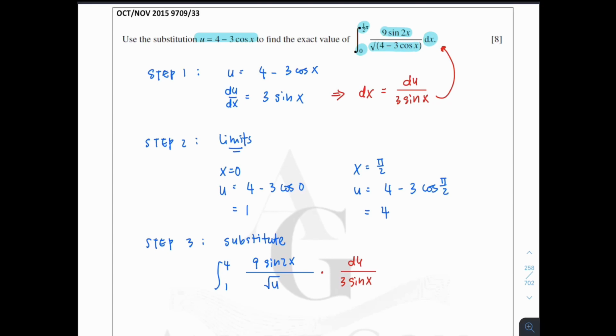And now it's time to check. For this integration, I've changed it in terms of u's limits and in terms of du here, and this is also in terms of u, but we still have some x terms here. We got to get rid of this. So in order to substitute the cos x into here, you need to change this according to the double angle formula.